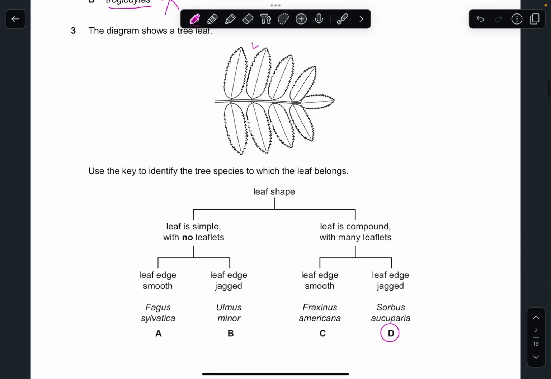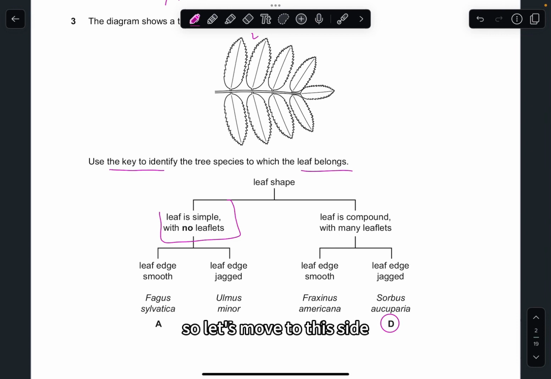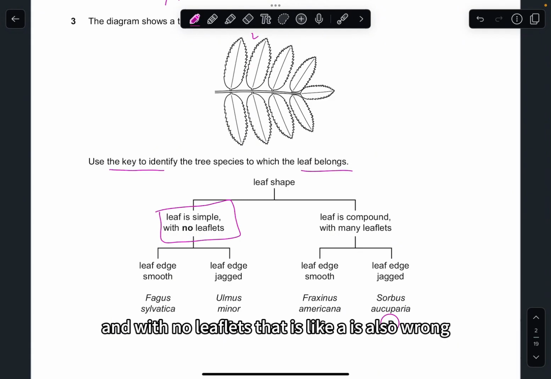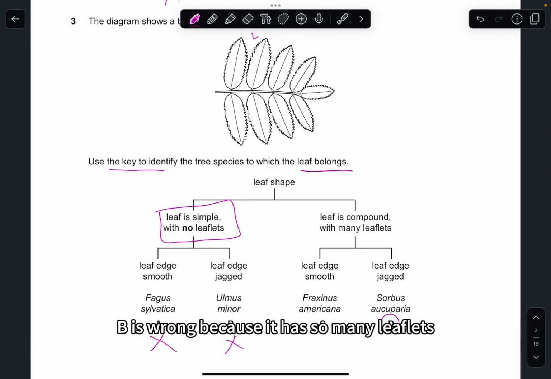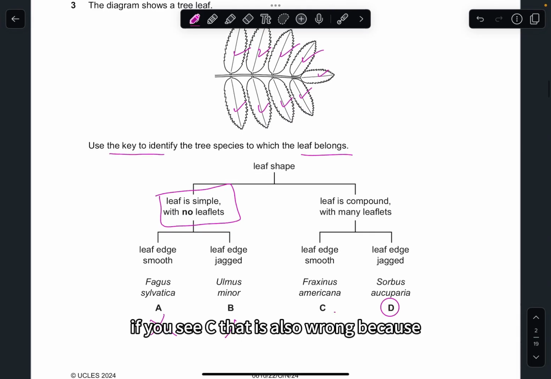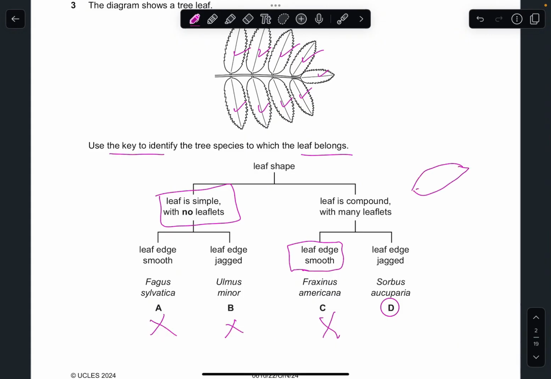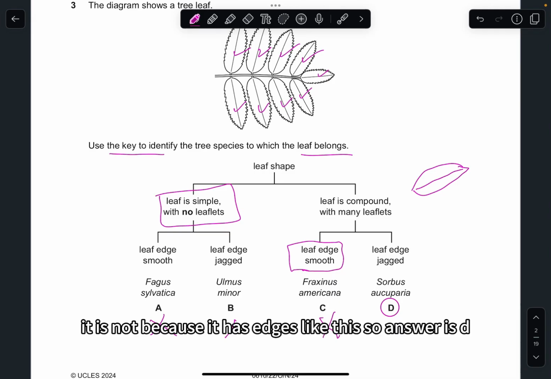Next, they show us a leaf and ask you to use the key to identify the leaf. So let's move to this side. The leaf is simple and with no leaflets. A is wrong, and B is wrong because it has so many leaflets, as you see here. If you see C, that is also wrong because the leaf edge is smooth. A smooth leaf is like this, so it is not, because it has edges like this. So the answer is D.